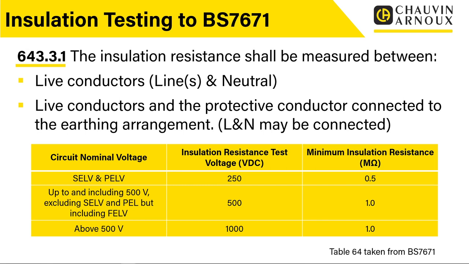So just be aware, that's a quick run through of insulation testing to BS7671. BS7671, as I said before, is the UK electrical installation standard. So here in the UK, this would be the requirements for insulation resistance testing in a majority of electrical installations. And these are quite similar if we were testing equipment and machinery and that sort of thing as well.